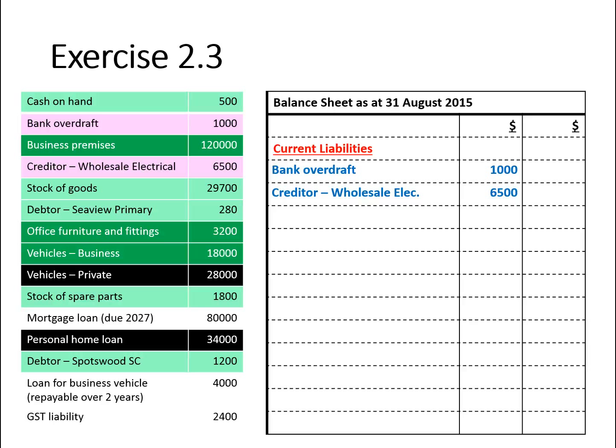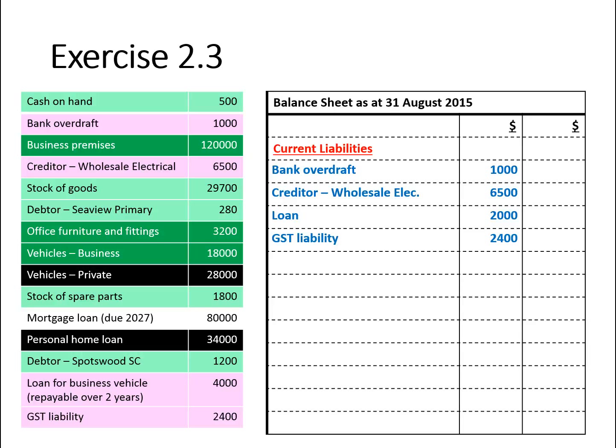I'm not given a date on that, but it's irrelevant anyway as to whether it's current or non-current. The entity test again says the owner's liabilities aren't the liabilities of the business. I've got a loan for a business vehicle here. It says $4,000 repayable over 2 years. That must mean there's $2,000 due each year, so we'll put in $2,000 as a current liability for this stage.